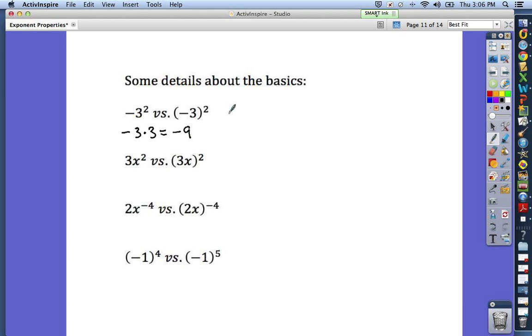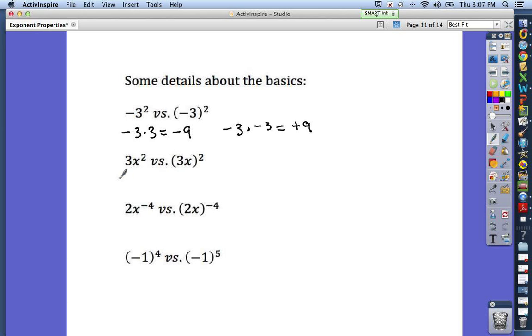But when we have the quantity negative 3 raised to the second power, that really means negative 3 times negative 3, and negative times negative, as we know, is positive. 3 times 3 is 9. So you can see this notation would give us a negative value, while this notation would give it a positive value. Be careful what you're typing in your calculator to see what you get.